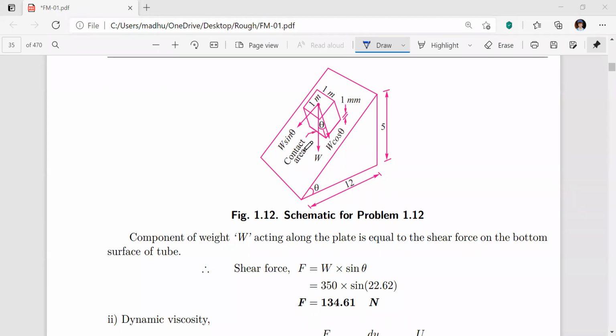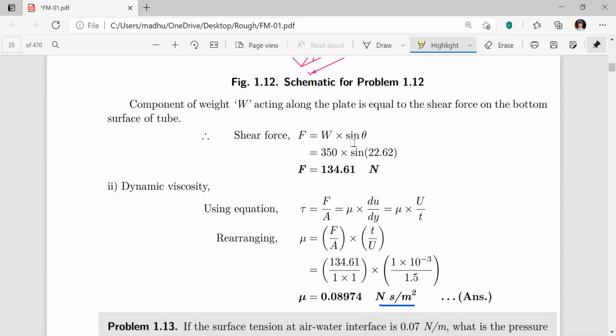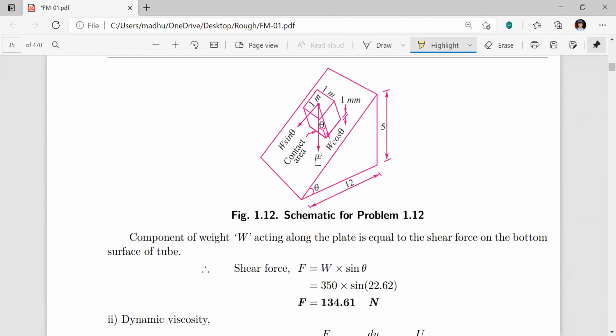This is the contact area which is having 1 millimeter of gap. Now the component of weight W acting along the plate is equal to the shear force on the bottom of the surface of the tube. So here I have to calculate the shear force. So shear force acts in this direction. W sin theta acts in this direction. Therefore shear force F is equal to W sin theta.